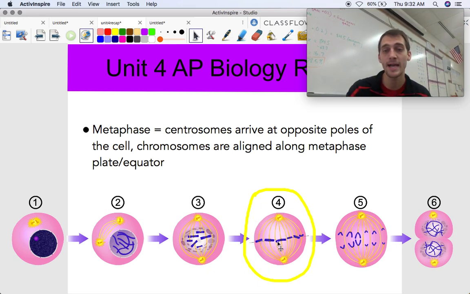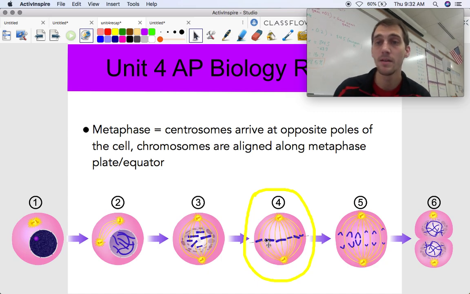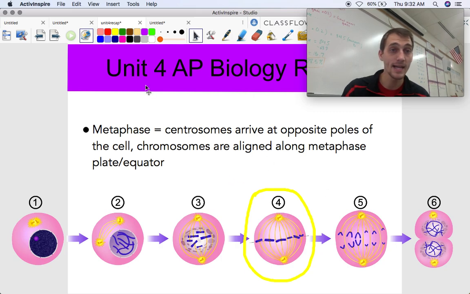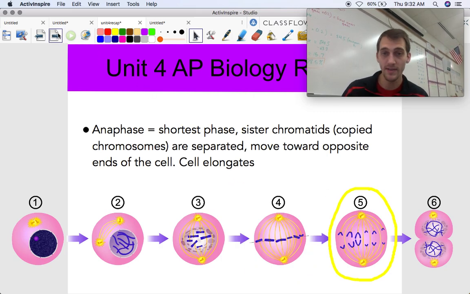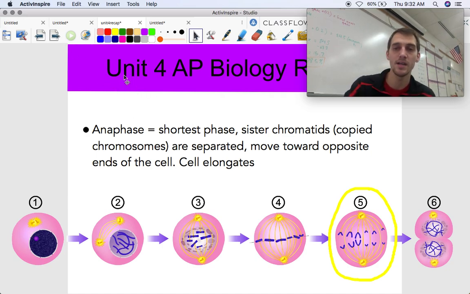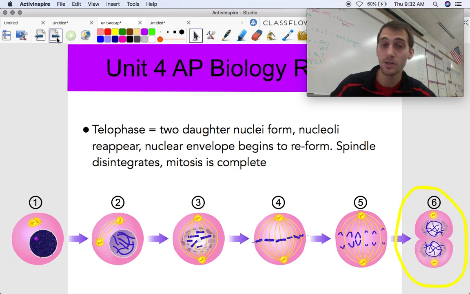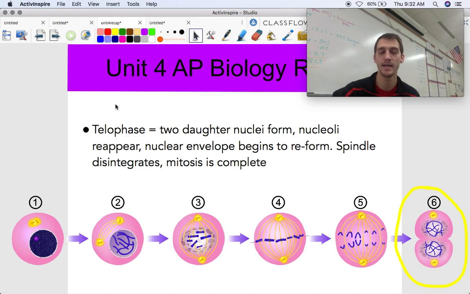So here's my spindle. It's attached to all of my chromosomes through the part of the chromosomes called the centromere, and it's about to split them up. Ready? That's what happens in anaphase, which is the shortest phase. Sister chromatids, the copied chromosomes, are separated and move towards opposite ends of the cell. The cell elongates. This is followed by telophase, the last phase of mitosis, where the daughter nuclei begin to reform. We split up that DNA between the two cells. DNA needs to be contained in the nucleus, hence the nuclei start to reform. The nucleoli reappear, the nuclear envelope begins to reform, the spindle disintegrates, and mitosis is complete.